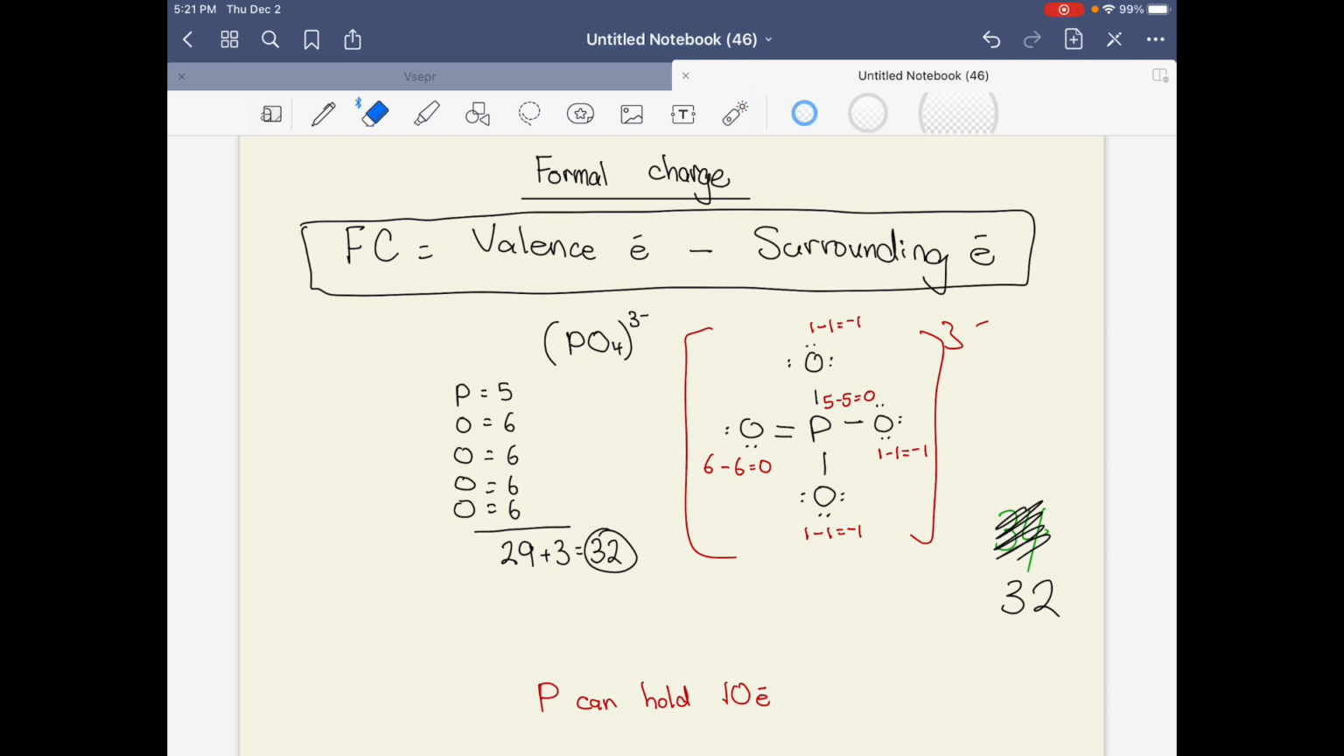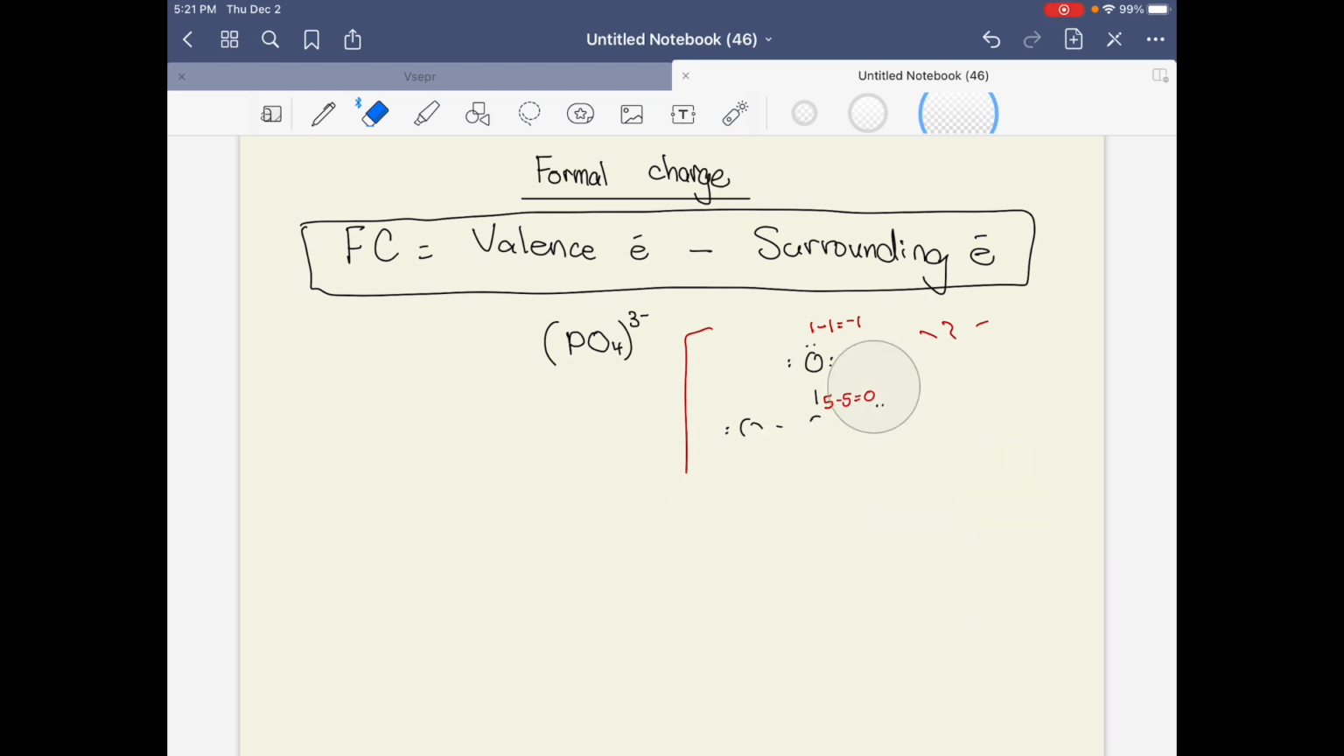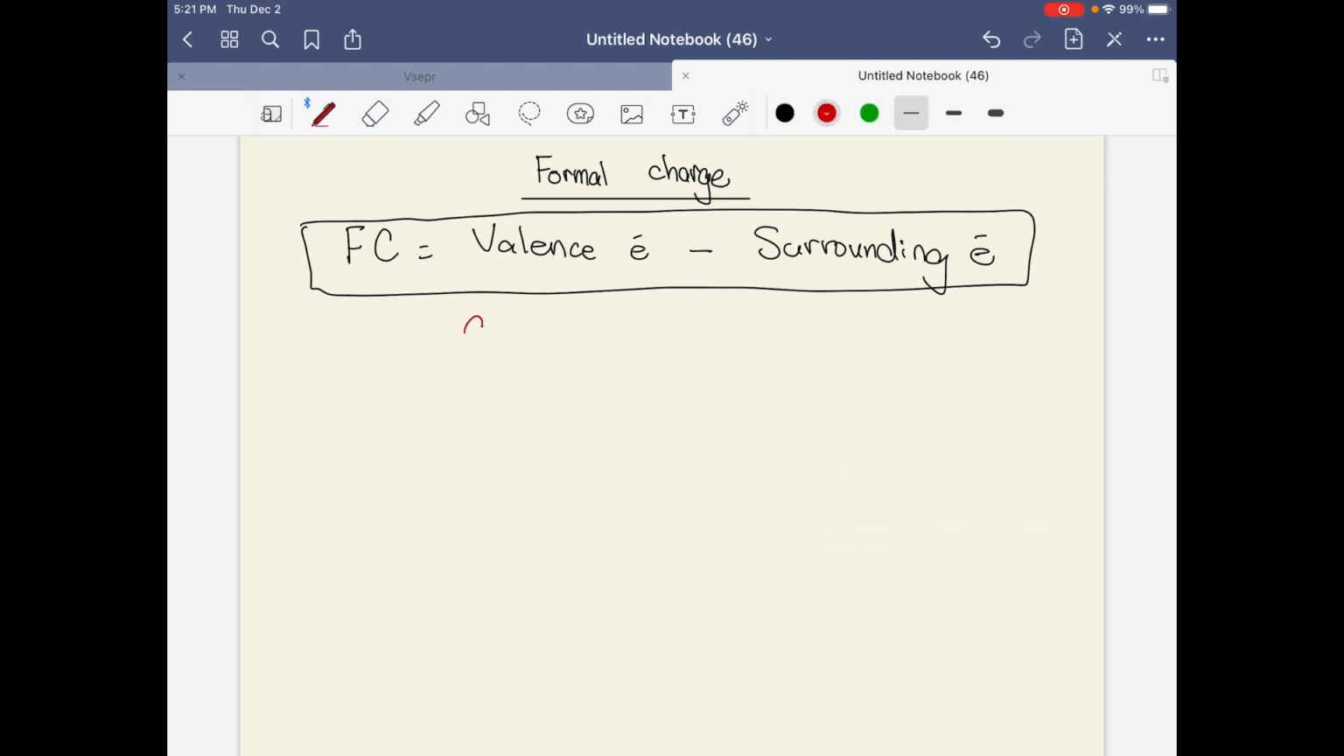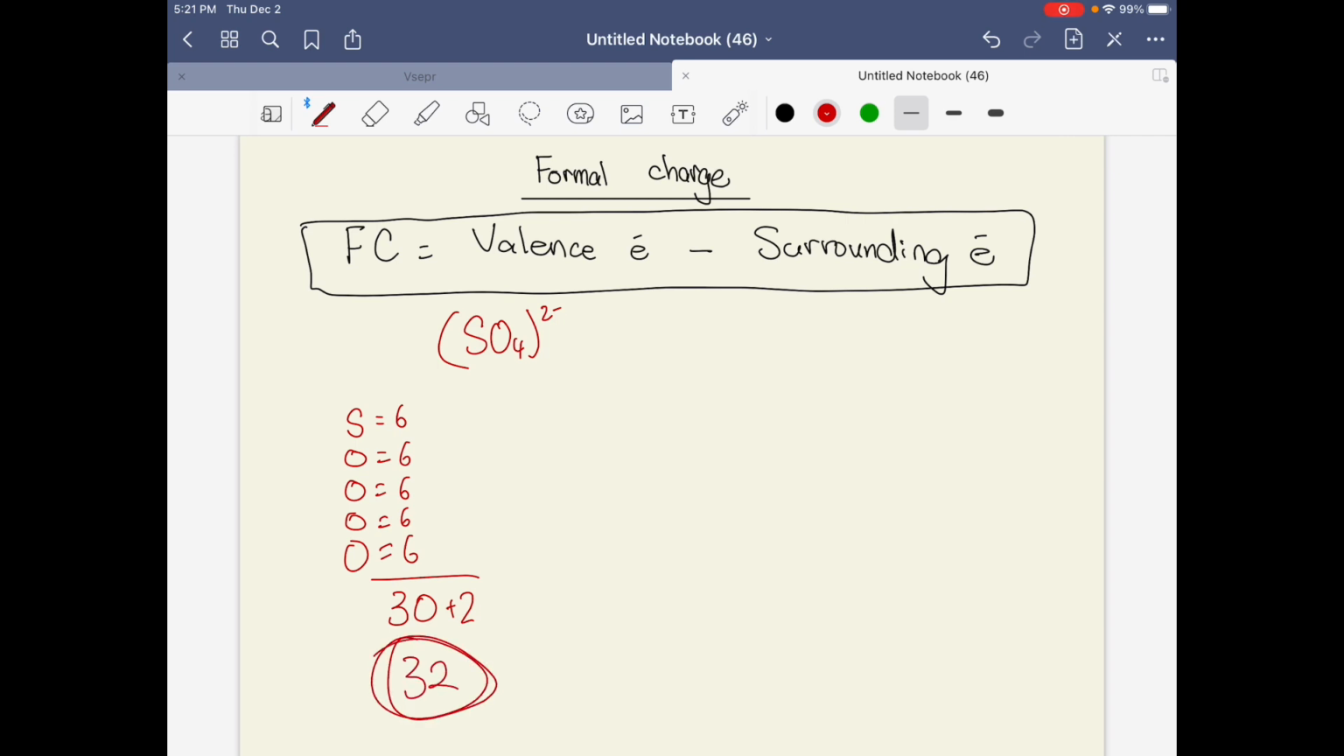So, let's quickly look at sulfate. Sulfate has a chemical formula of SO4, and it has a 2- charge. So let's do the octet rule. So 6, 6, 6, and 6. That's a lot of 6. That's 30 plus 2. So my magic number is 32.